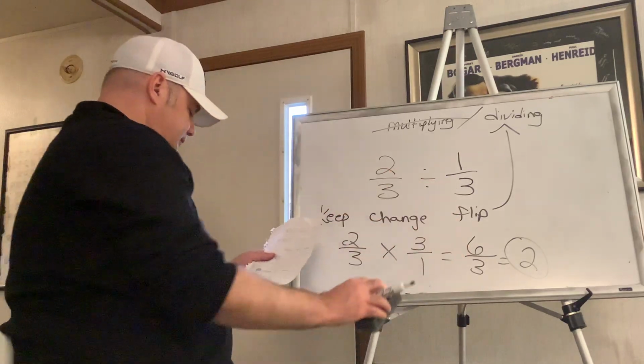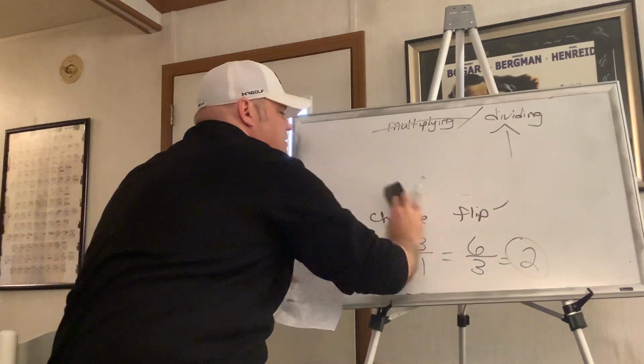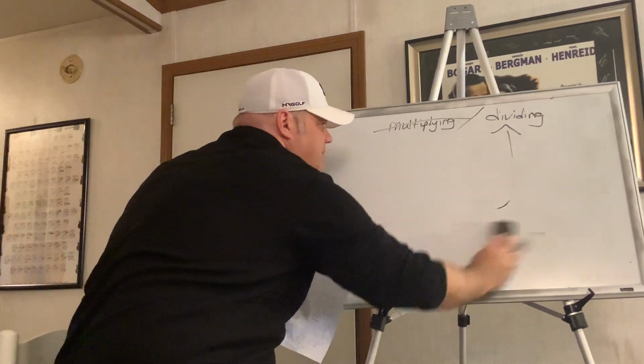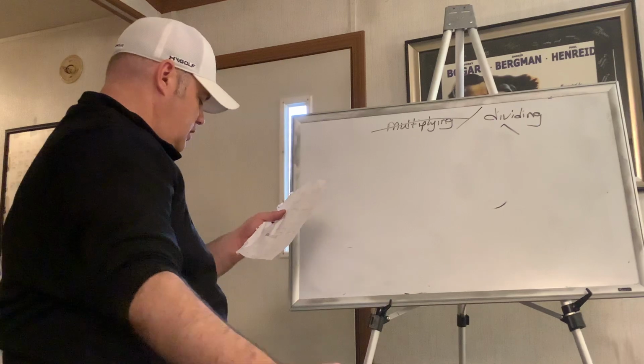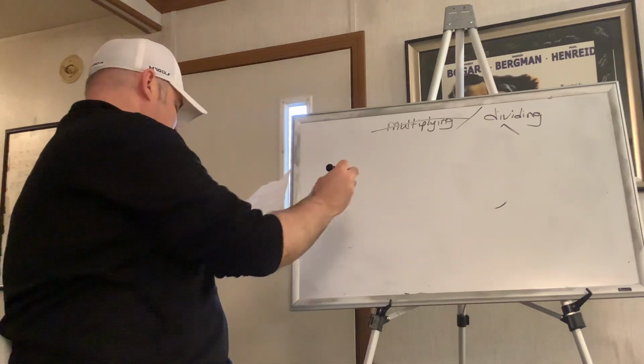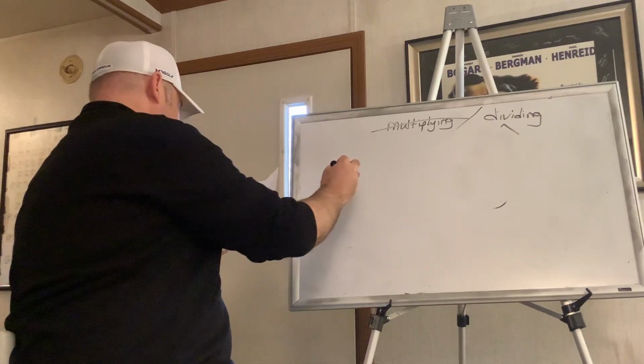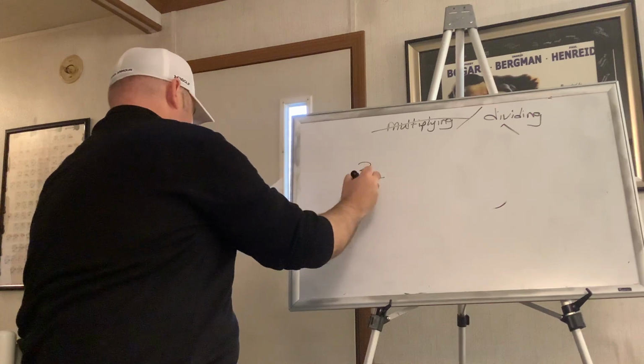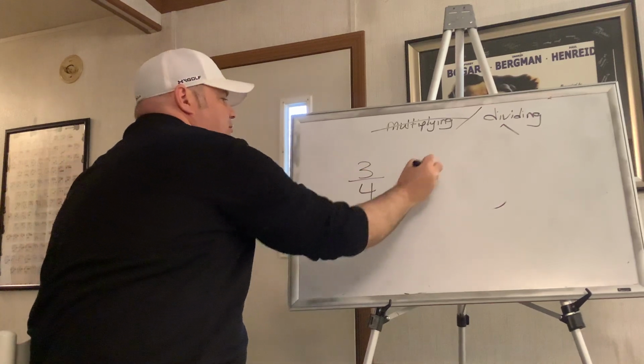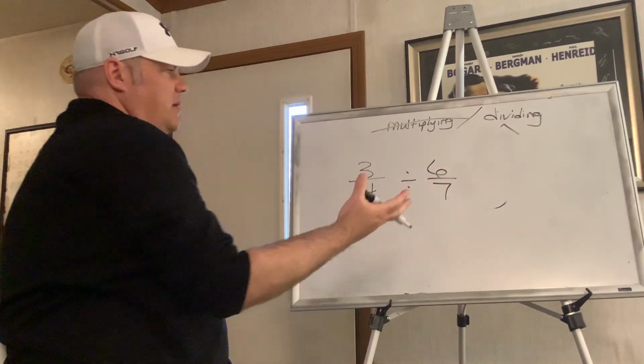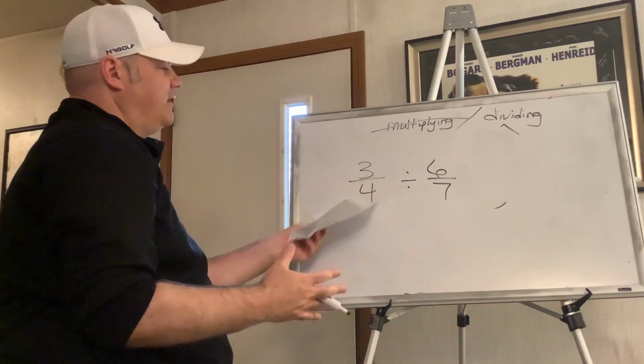Let's do another one. And this is just dividing. So we're going to do the keep, change, flip. What's nice is you don't have to worry about the bottoms again. 3/4 divided by 6/7. Now this one we could not do in our head. There'd be no way to figure out how many of these fit into this.